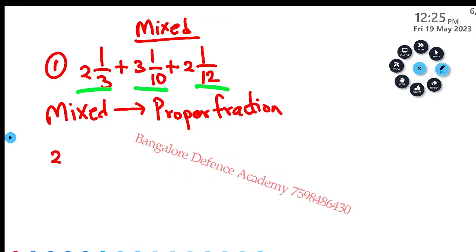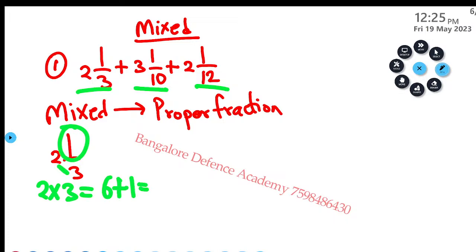Imagine the first number is 2 1 by 3. First you multiply 2 and 3. So 2 into 3 gives you 6. So what is the number remaining on the top? 1. You add 6 plus 1, which gives you 7. So now this value can be written as 7 by 3. This is your first number.